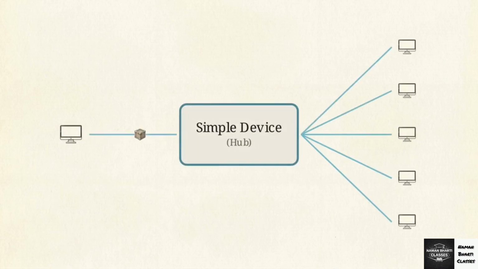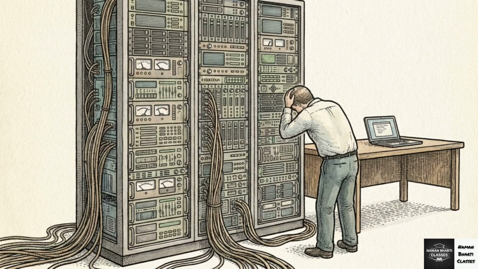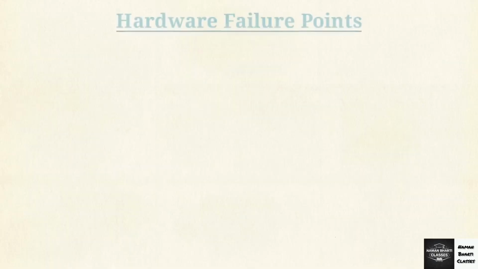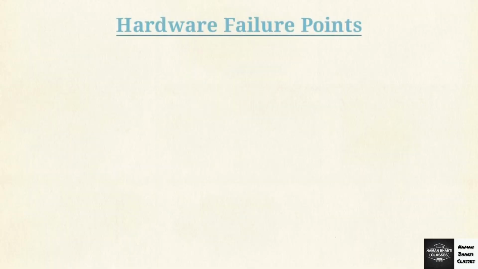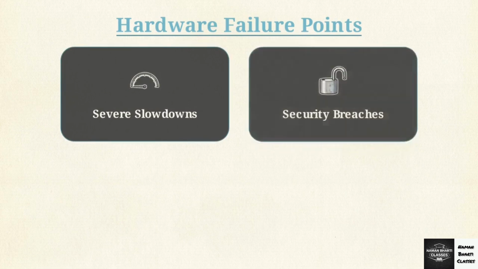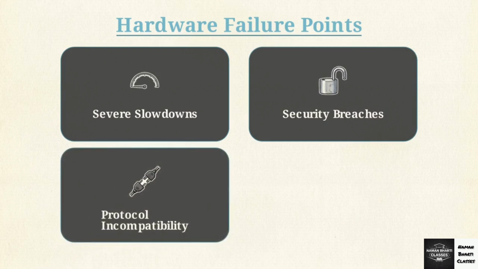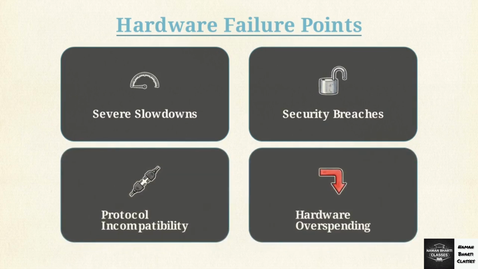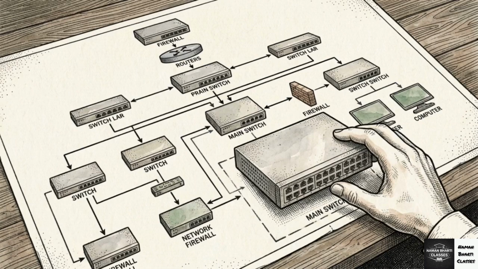You're immediately faced with a trade-off. Buy a simple device that lacks intelligence, and your network drowns in its own traffic. But spend your budget on a highly intelligent device for a basic connection, and you're paying for management headaches you don't need. When you choose the wrong hardware, you hit one of 4 distinct failure points: severe slowdowns from data congestion, security breaches from exposed internal traffic, total protocol incompatibility where devices simply can't talk to each other, or pure hardware overspending. To avoid those traps, we are going to map out the definitive network hardware hierarchy so you know exactly which box fits your specific bottleneck.